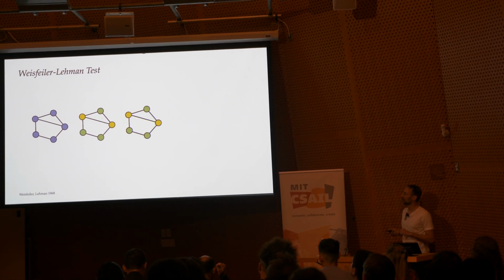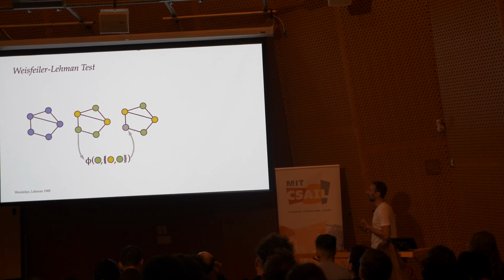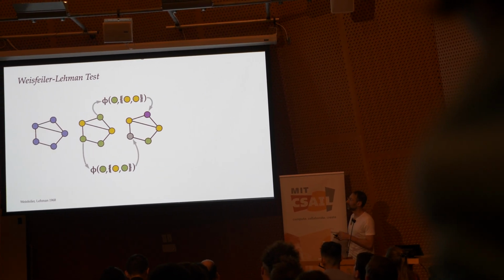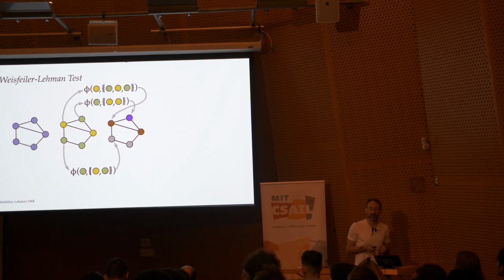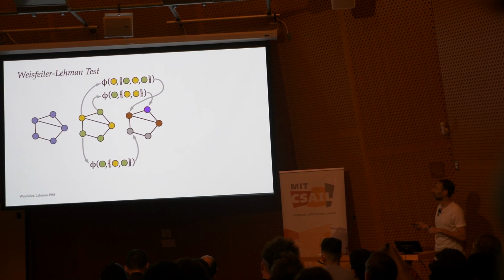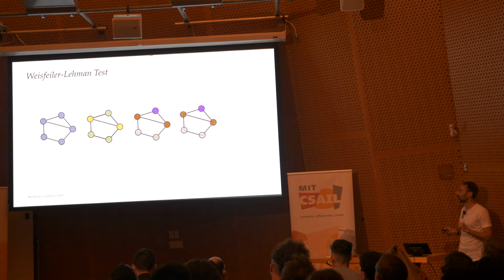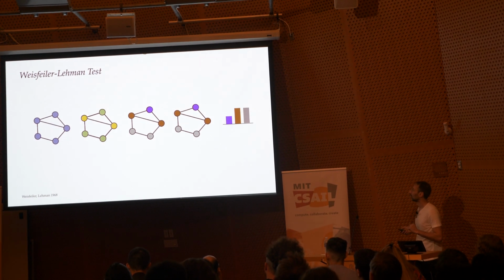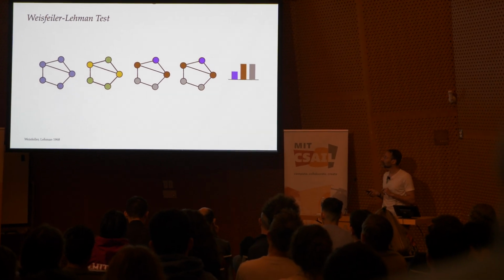Now I have 3 types of neighborhoods, right? So I have a green node with 1 green and 1 yellow neighbor. I have a green with 2 yellow neighbors, and I have a yellow with 2 green and 1 yellow neighbors, right? So these become 3 distinct colors. I can repeat the procedure until the colors stop changing. I can output at this point the distribution. And this acts as a kind of graph descriptor.